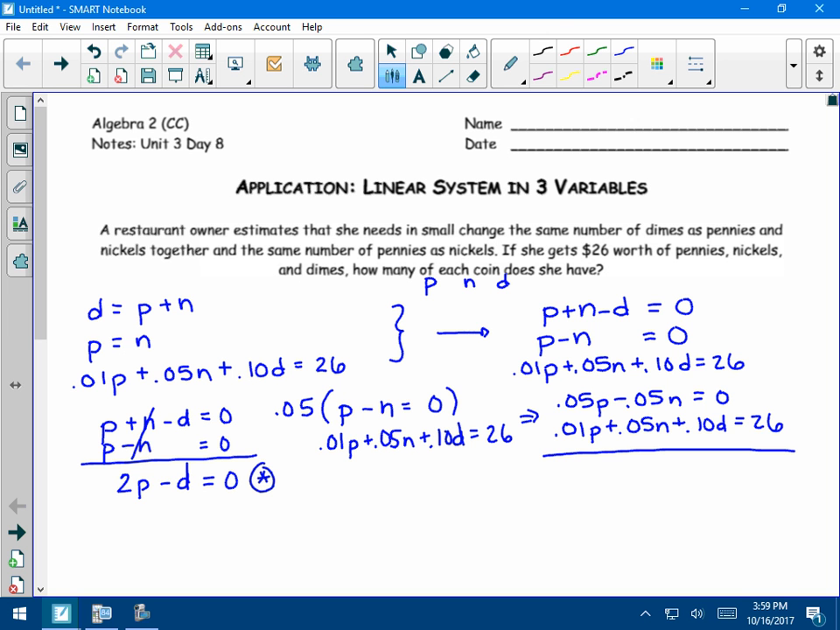Add those together. N's are gone. This is what I wanted. I have 0.06p plus 0.10d equals 26. There's my second equation.